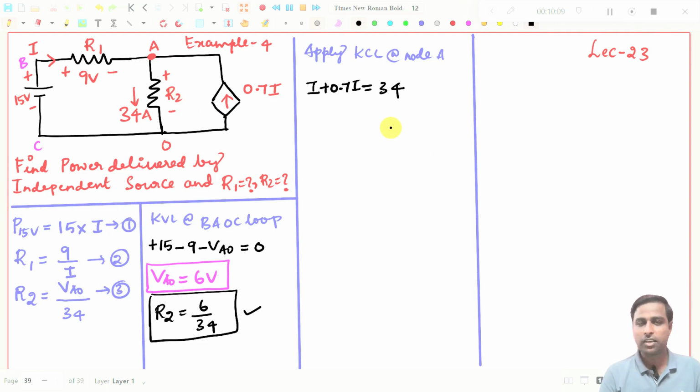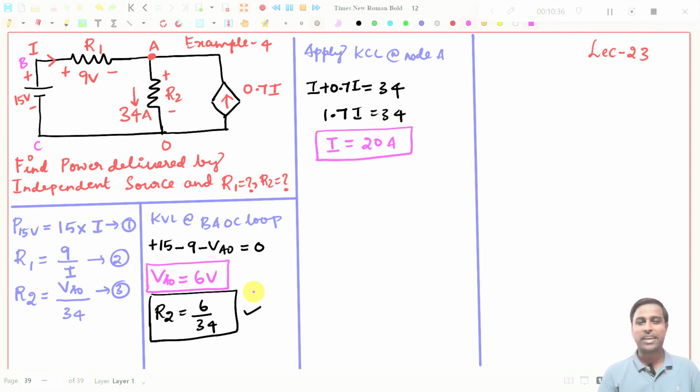So if you further simplify this, what will you get? If you add these two, you will get 1.7I, which should be equal to 34, right? So if I simplify this, I is equal to 34 divided by 1.7. That is nothing but 20 amperes.